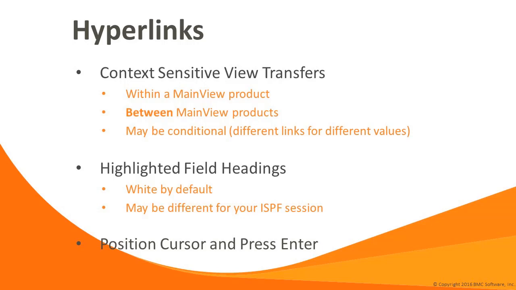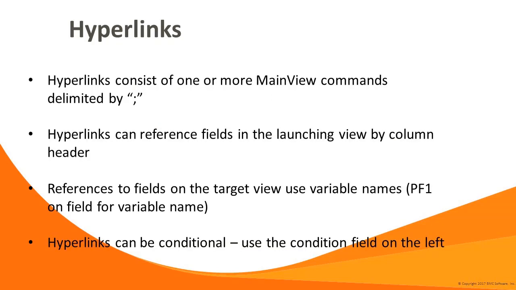Fields with hyperlinks have highlighted field headings, white by default in the 3270, teal in the Explorer. Hyperlinks can be added to columns, or existing hyperlinks can be modified. This is accomplished via the View Customization dialog. Hyperlinks consist of one or more MainView commands separated by semicolons. Hyperlink definitions can reference fields in the source view by column header. The references to fields on the target view use element or variable names.